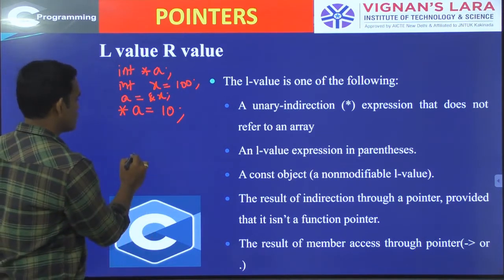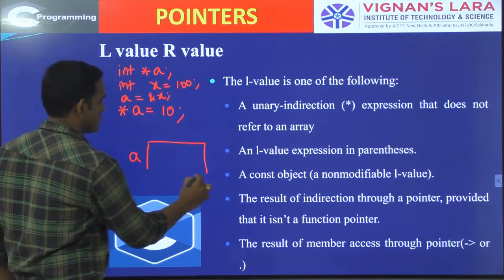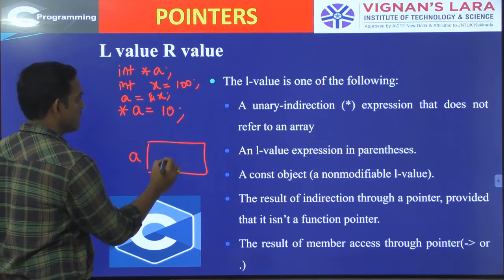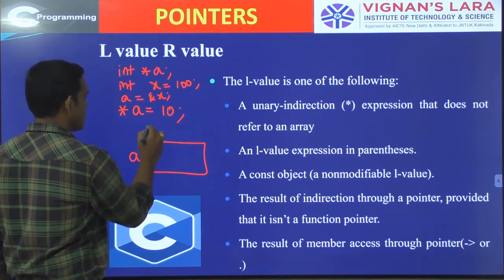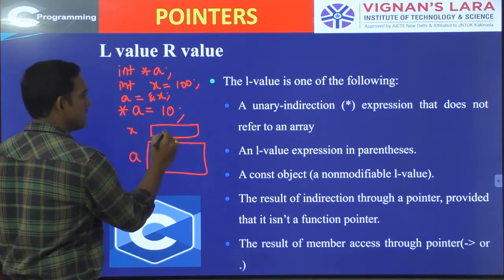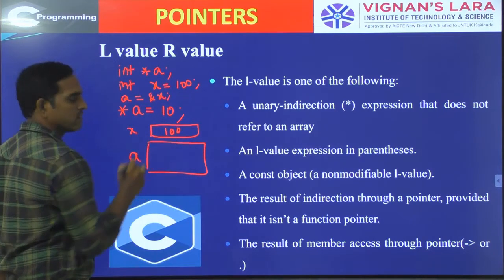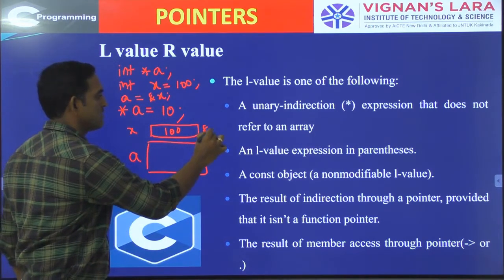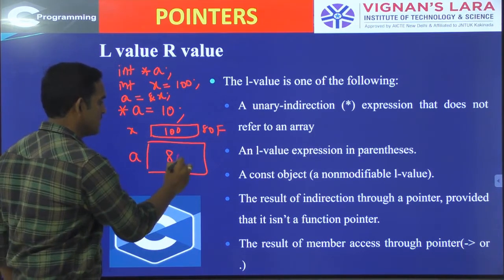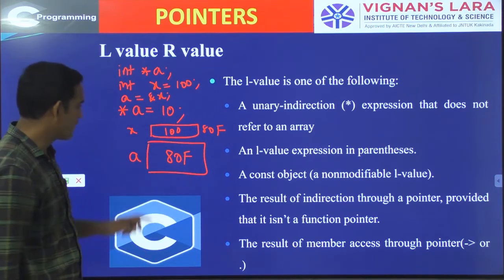A is equal to the address of x. So A is the pointer variable where you will be getting the address of x. x is a general variable, and you have the value 100 in that. And if this is the address, you will have 80f.